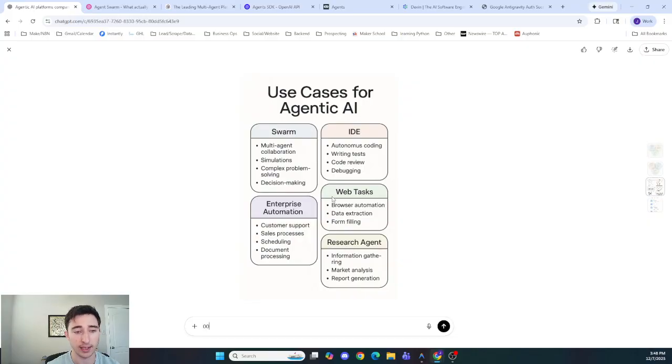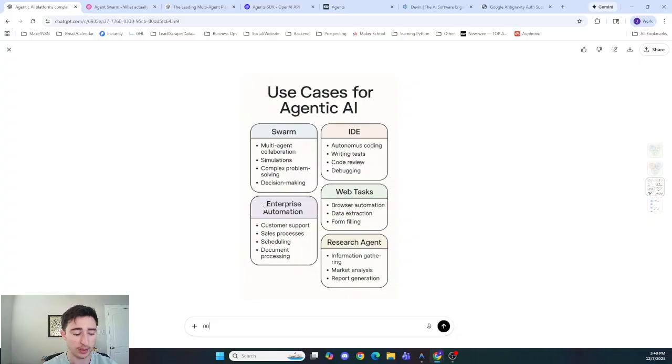And then we have web tasks. It's exactly what it sounds like. That's like Perplexity: browser automation, data extraction, form filling. It's basically just being able to have the agent automate online activities for you. So that's almost like, if you've seen the new OpenAI agent, that's what they do. You give them access to all your stuff, and they can go in and place Amazon orders for you.